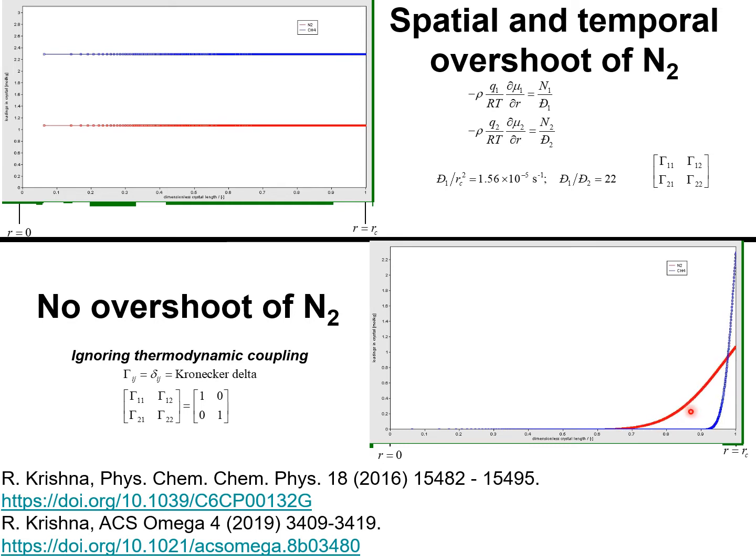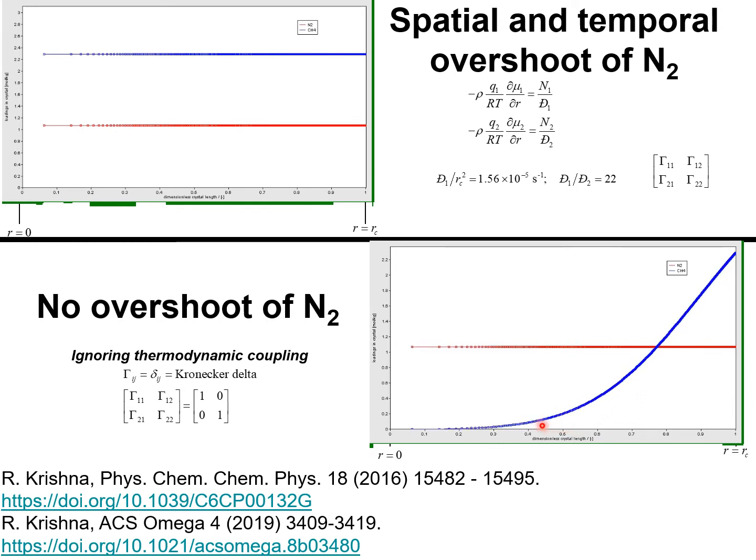Nitrogen penetrates faster into these central regions, but you will note that no overshoot has been experienced so far by nitrogen. Methane is tardier in its uptake and takes a significantly longer time to reach equilibrium.